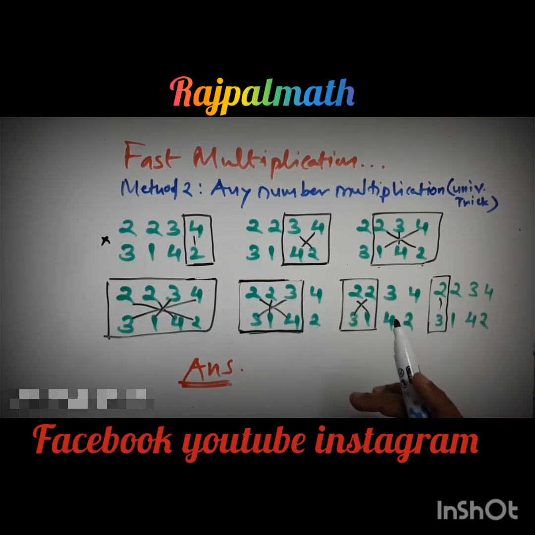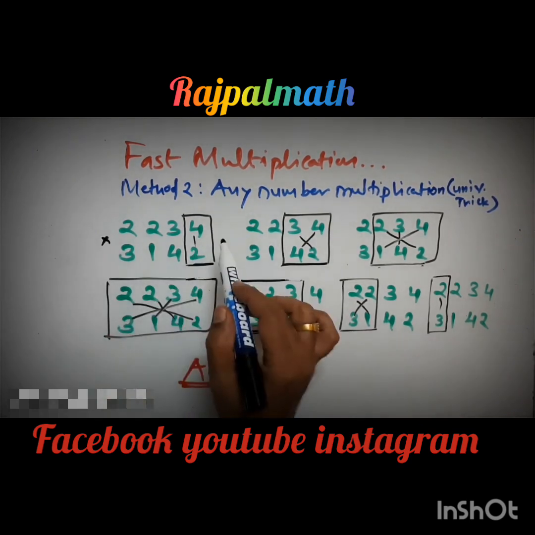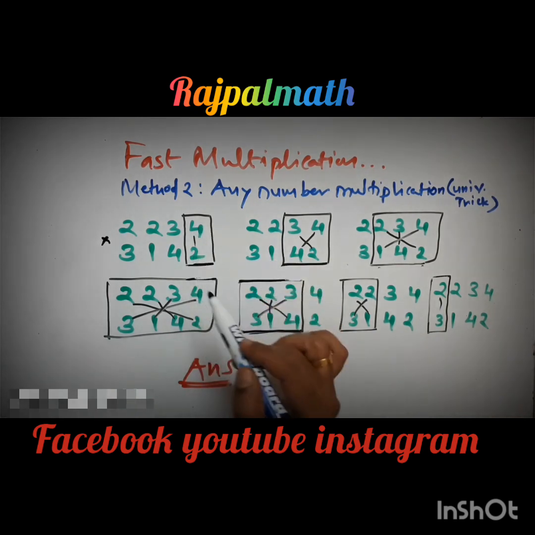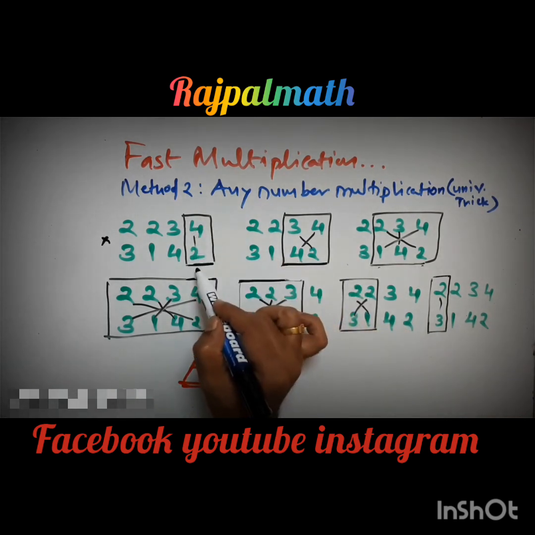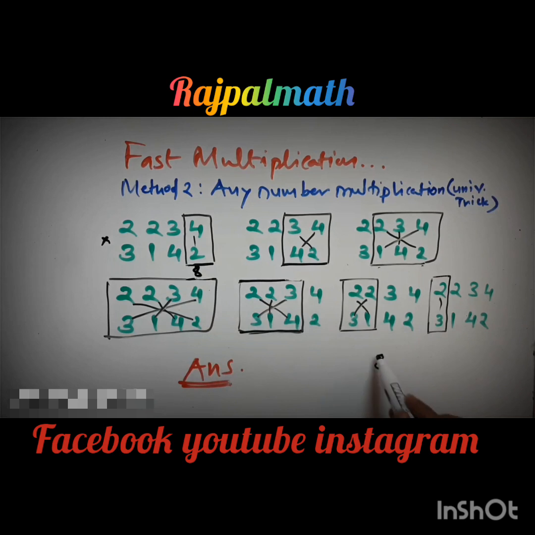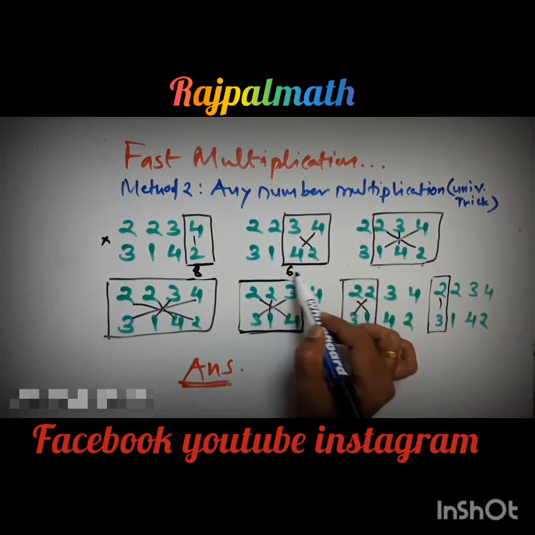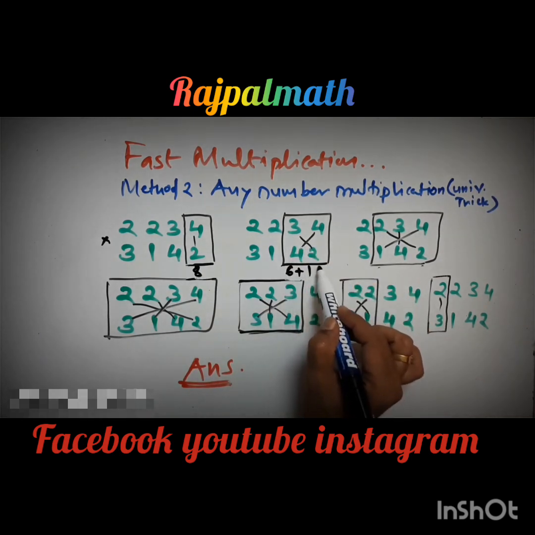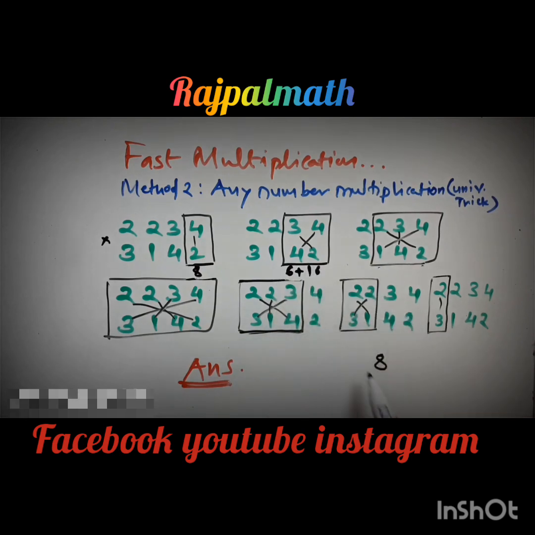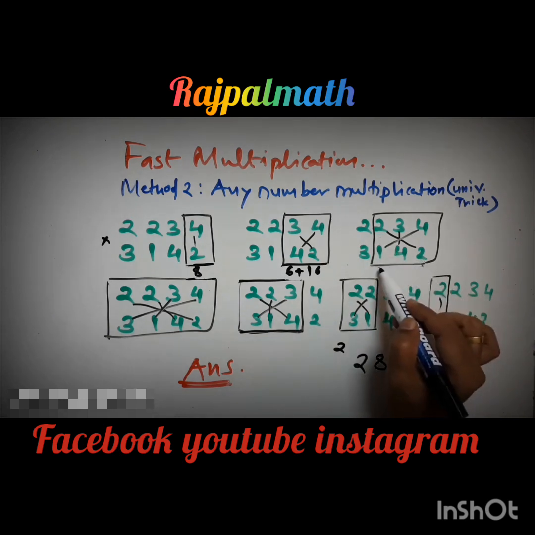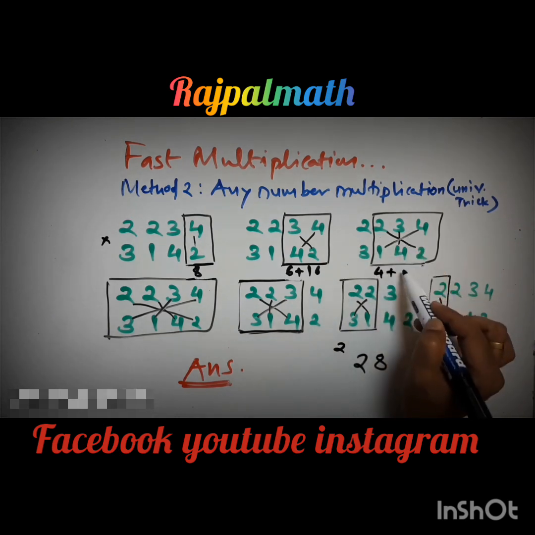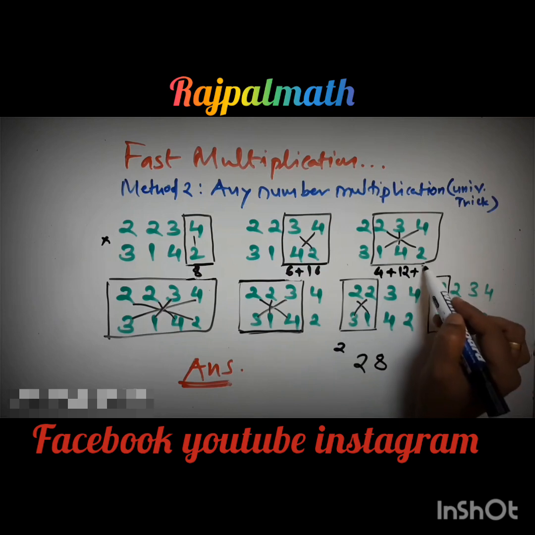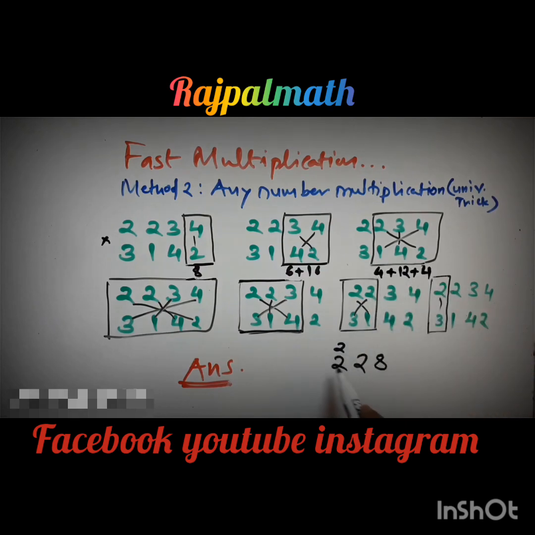Let's take another complex example of multiplication of 4-digit numbers, 2234 into 3142. So let's start writing our answer. 4 into 2 is 8. I'll write 8 over here. 3 into 2 is 6 plus 4 into 4, 16. 6 plus 16 is 22. 2 is a carryover. So again 2 into 2 is 4 plus 3 into 4 is 12 plus 4 into 1 is 4. So 12 plus 8 is 20 plus 2, 22.